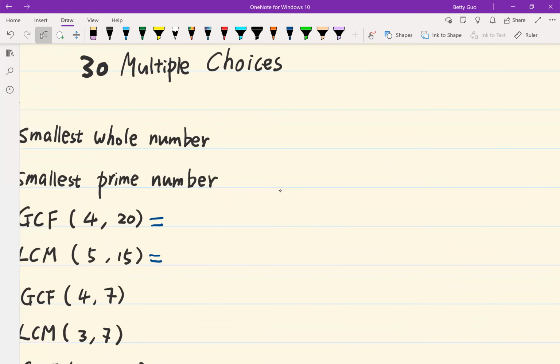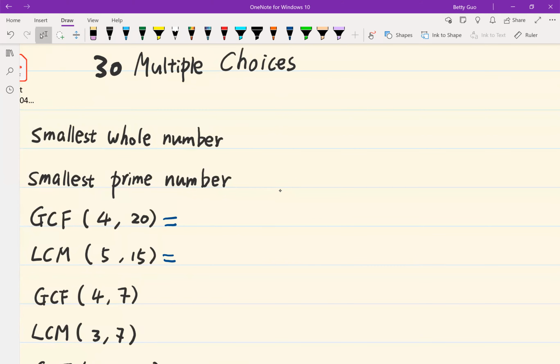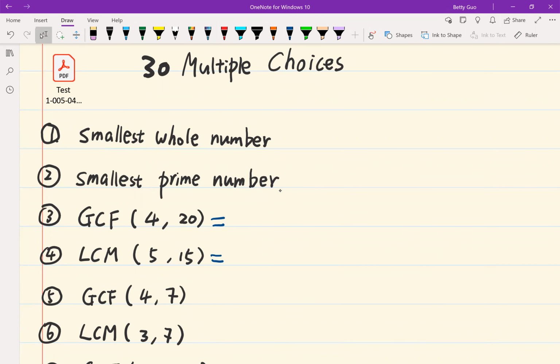How many problems in test 1? You're going to have 30 multiple choice questions in test 1. Take notes. This is a review test. Okay, number 1, what's the smallest whole number?